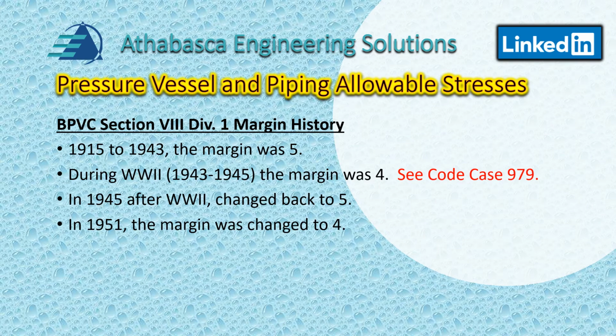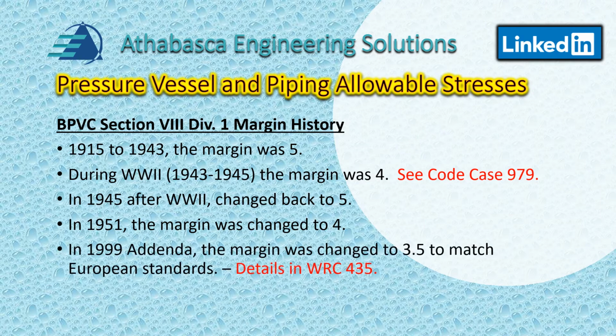Later in 1951, as analysis methods improved, the margin was changed to 4. And that continued. 4 stayed around a long time, and it wasn't until 1999 addenda that the margin was changed to match. And the reason was to sort of match the European standards, and there's some more reasons as well, which I'll talk about later.